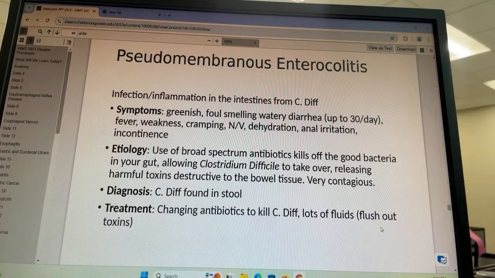Does that make sense? So anti-diarrheals are useful for Crohn's disease. That's because it's not related to bacteria. It's just related to inflammation from unknown reasons. Does that make sense? This one is caused by bacteria, so we don't want the bacteria to stay in the colon. We want to get it out. Any questions about this one?